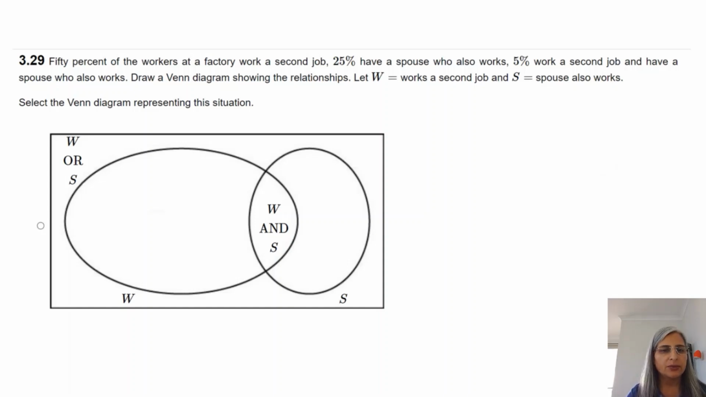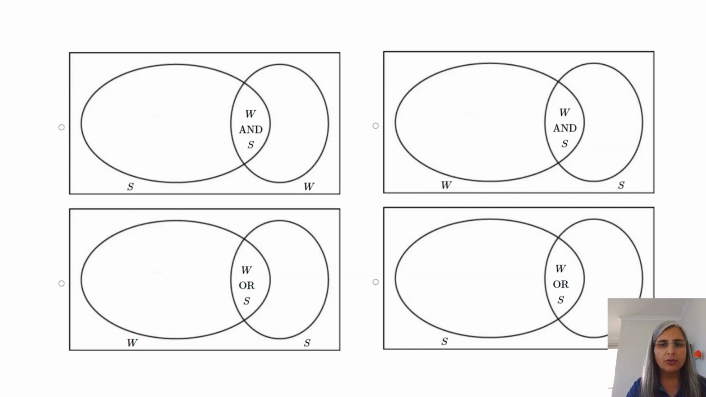We now have an exercise for you, so please read the expression carefully. You have 50% of the workers at a factory who work a second job. So there's a percentage given and a category is given. And then there's a second percentage, 25%, given for a second category, that their spouse works. Please read the whole expression carefully, find the intersections, find the unions, and then match this information with the correct Venn diagram. And these are the remaining four choices of the question on the previous slide.